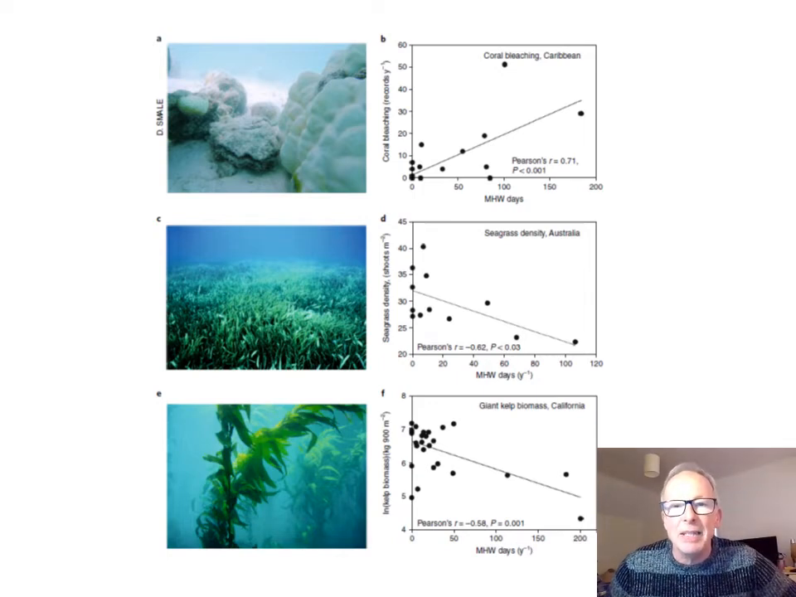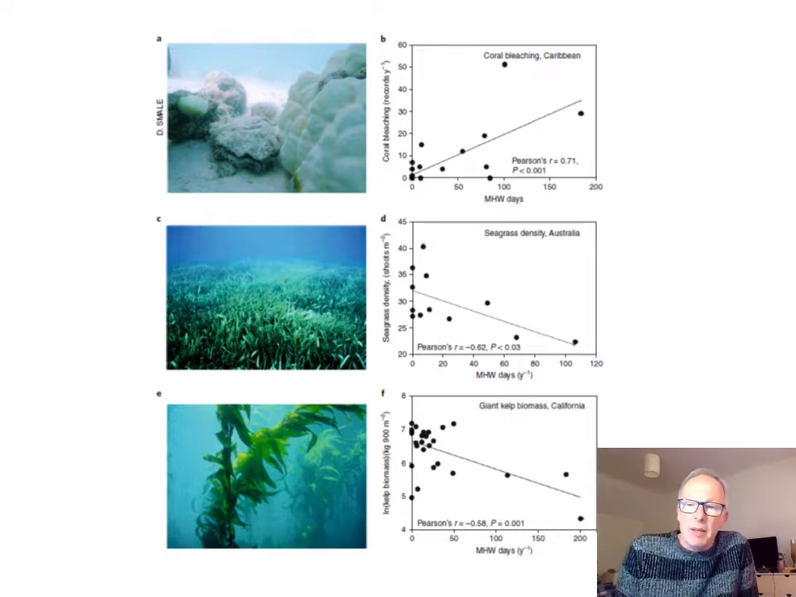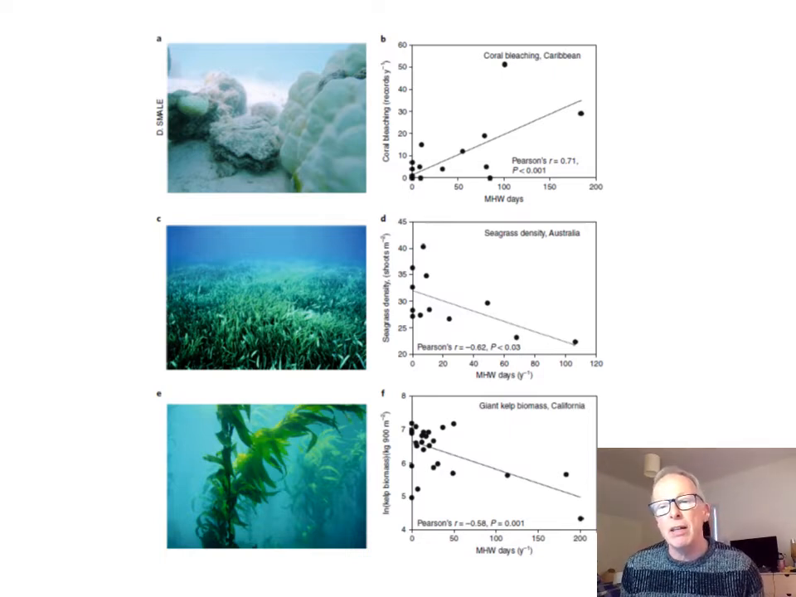Some of the effects have been seen. Well, the most dramatic and the most famous is the effects on corals. The phenomenon of bleaching happens when heat waves happen. So, the longer the heat waves, the more intense the coral bleaching. Seagrasses also decline when heat waves occur, as do giant kelps off California.